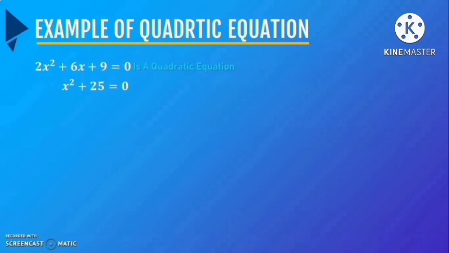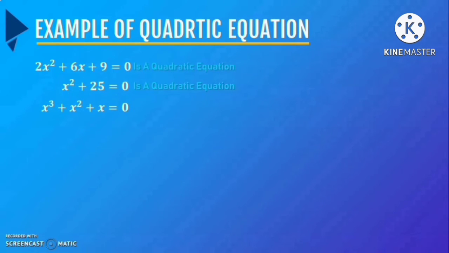The second example, x squared plus 25 equals 0. This one is also a quadratic equation. It is a little more tricky, so where is a? Well, a is equal to 1, as we don't usually write 1x squared. And where is b? Well, b equals 0, so it is not shown. And c equals 25. Because the highest degree is 2, this is a quadratic equation.